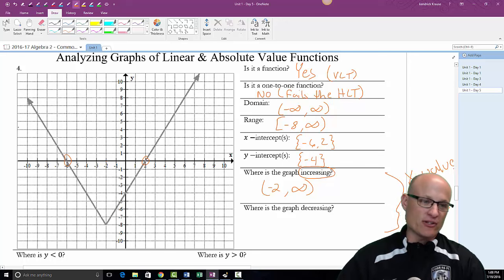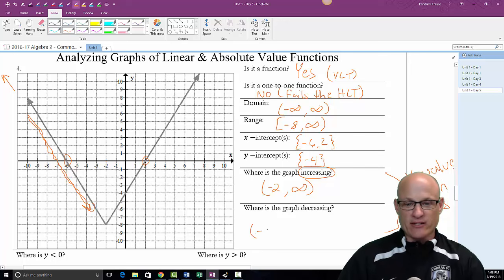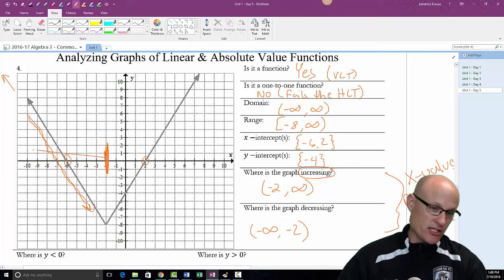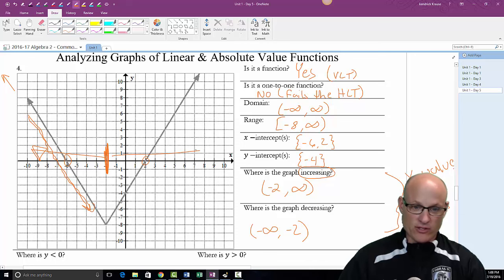Where is the graph decreasing? Well, you'll notice it's decreasing starting way over there somewhere, and it's decreasing, decreasing until it gets to -2. So from -infinity to -2. I can't tell you how important it is that you understand we're talking about X values. So from here over, it's decreasing. From here over, it's increasing.